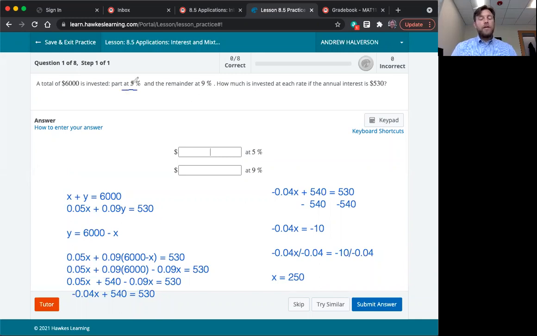Okay, yeah. So we found out the result. The X represents the amount invested at 5%. So that's $250. So what's the amount invested at 9%? Well, remember that is 6,000 minus that. So that would be $5,750. So those are the values that go here.